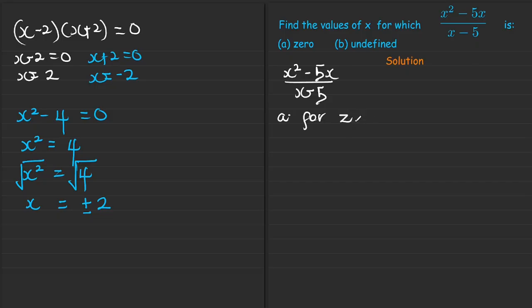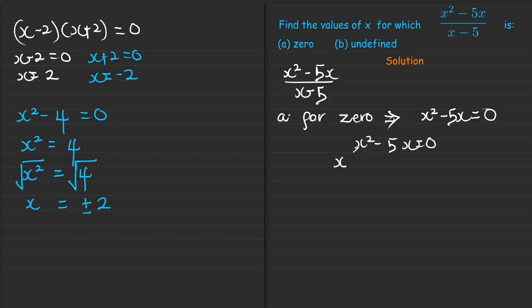So for the zeros of this function, it simply implies that for zeros, we equate the numerator to 0. So x squared minus 5x is equal to 0. It's now left with us to solve for the value of x. X squared minus 5x equals 0. If you want to solve for x, we have to factorize the x out.